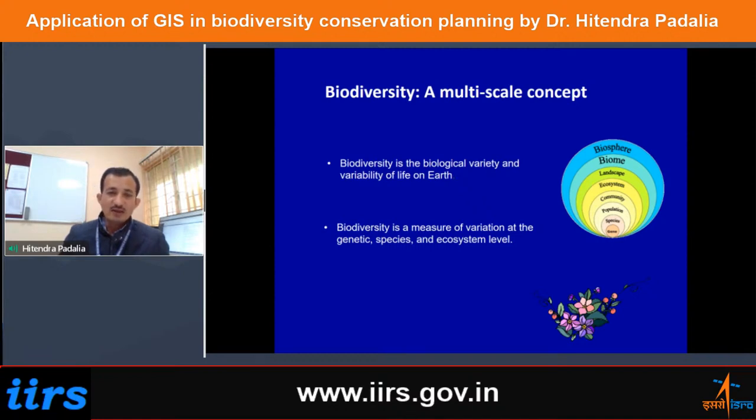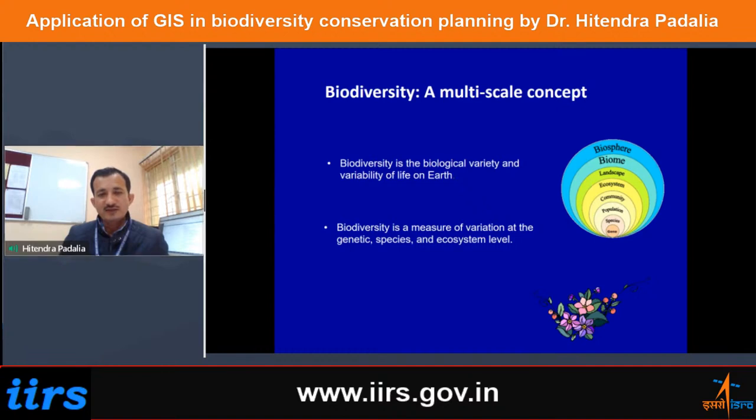So you are aware why we are interested in biodiversity conservation planning. I think there is no need to emphasize that here. Biodiversity is very much needed for the survival of life on this planet. For the stability and continuity of life on this planet, biodiversity conservation and its sustainable use is of paramount importance.